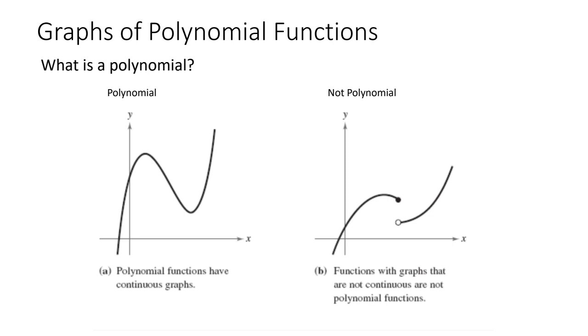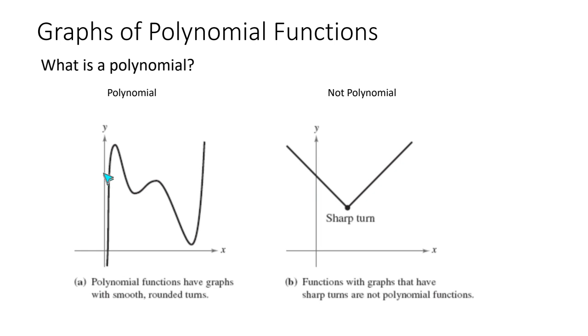Okay, so now we're going to go into a little bit of 2.2. So what is a polynomial? A polynomial is a function that if you graph it is continuous. In other words, you can draw it without lifting your pencil. So this is an example of a continuous graph. It's not going to be a polynomial if you have to lift your pencil up. So this is not an example of a polynomial.